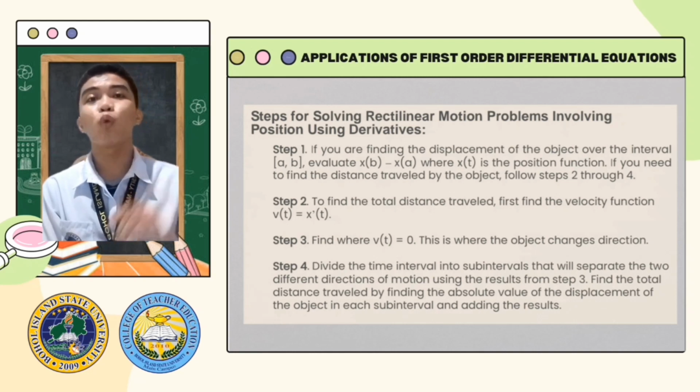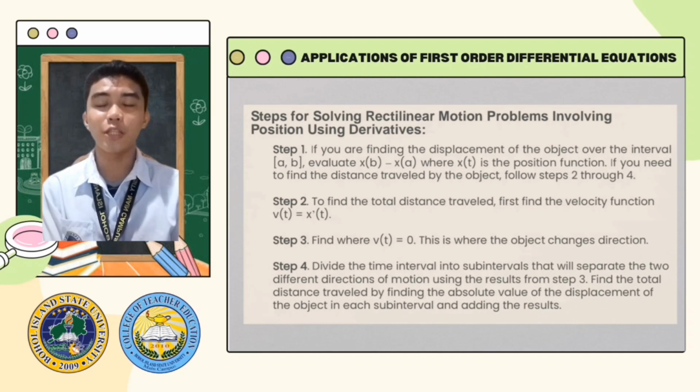Step 1: if you are finding the displacement of the object over the interval a, b, evaluate x of b minus x of a, where x of t is the position function. If you need to find the distance traveled by the object, follow steps 2 through 4. Step 2 is to find the total distance traveled. First, find the velocity function, which is v of t is equal to x prime of t, or the derivative of the position function.